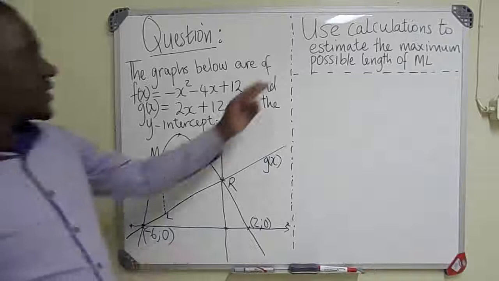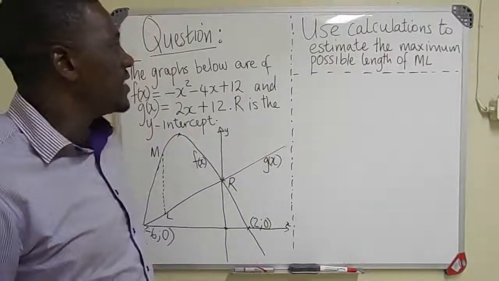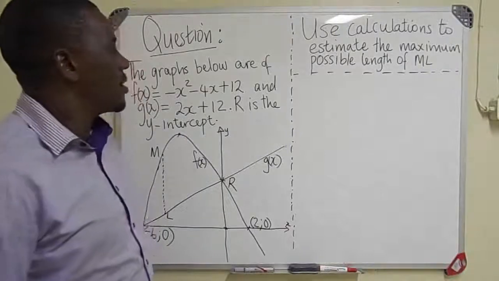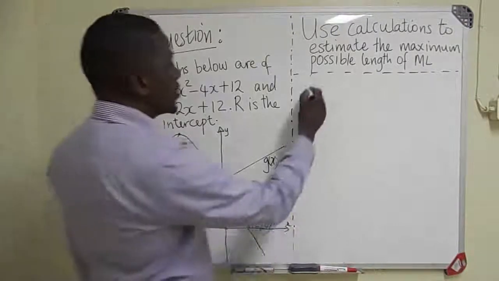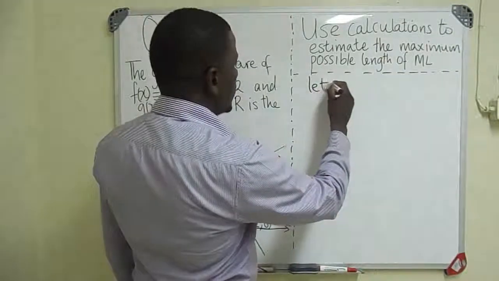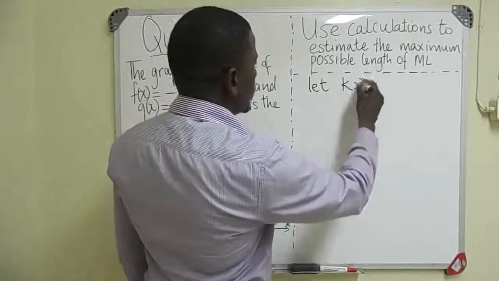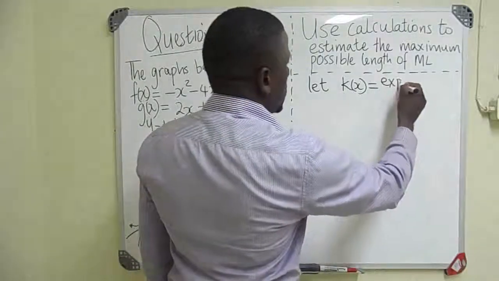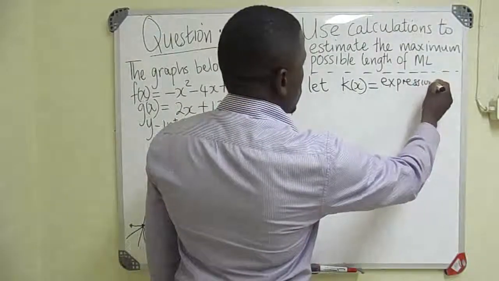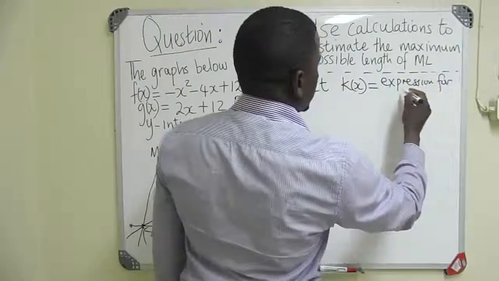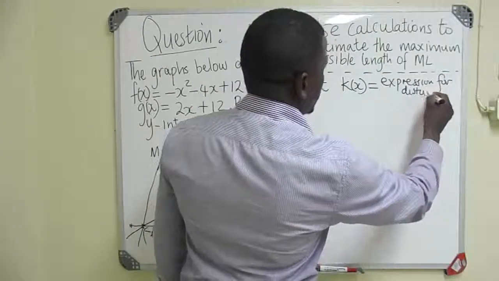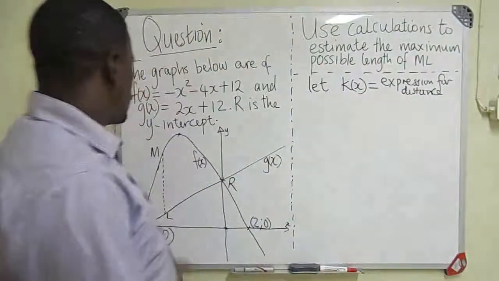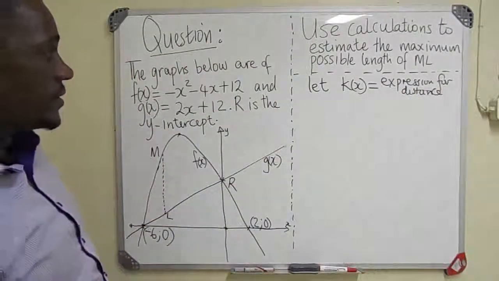So the question here is: use calculations to estimate the maximum possible length of ML. So what we first do is we let k of x be equal to the expression for the distance. This distance we are talking about is between the two graphs.